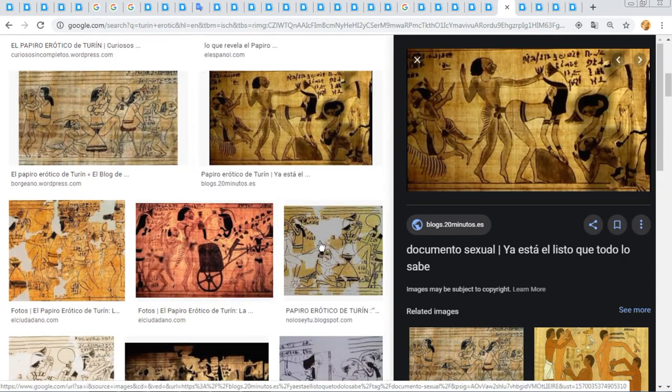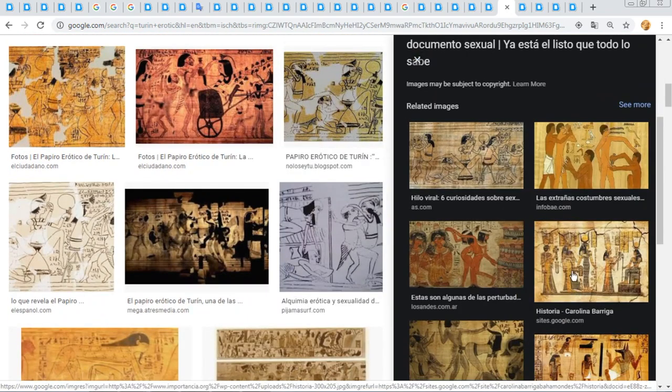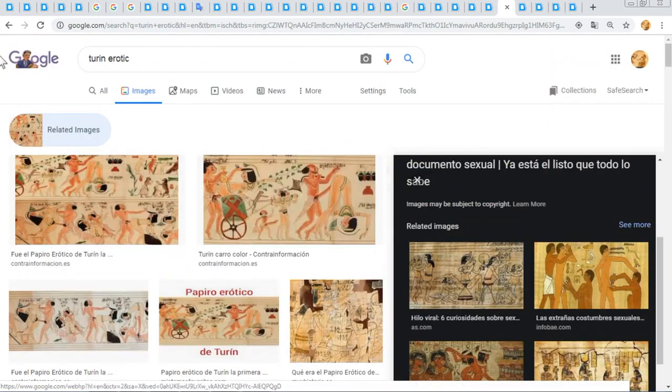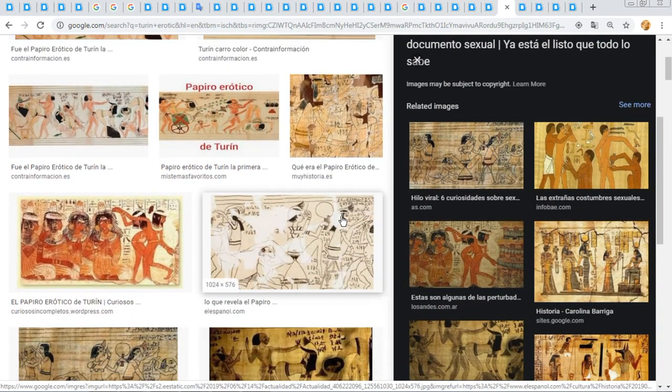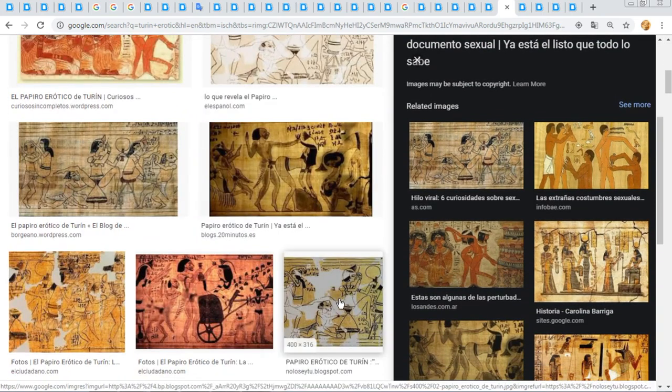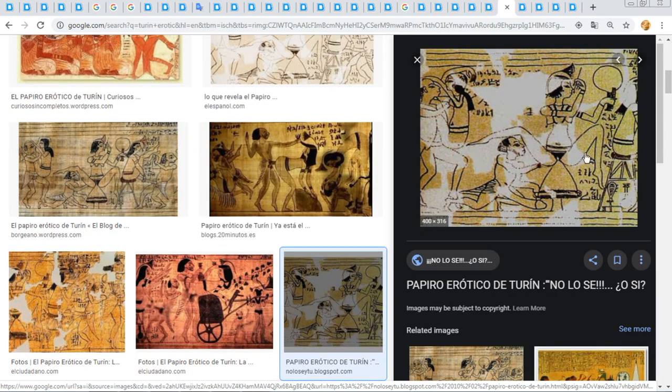And yeah, it talks about this in the Bible. That's why this has been hidden. You never heard of it. But if you type in the Turin erotic papers, you'll find this ancient porno magazine that they had recreated.